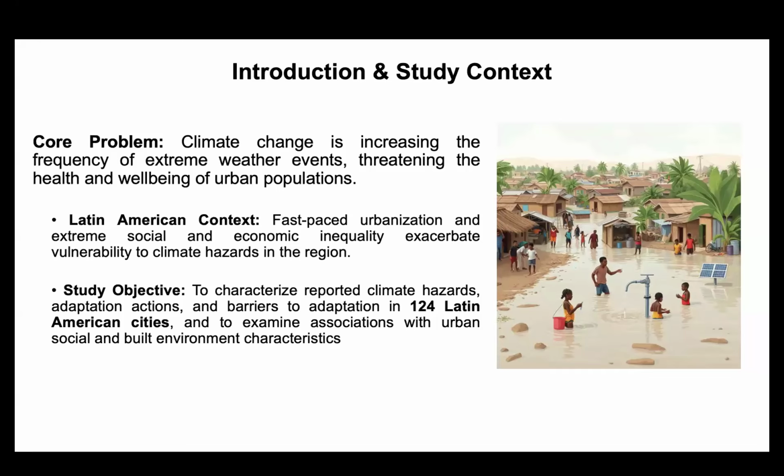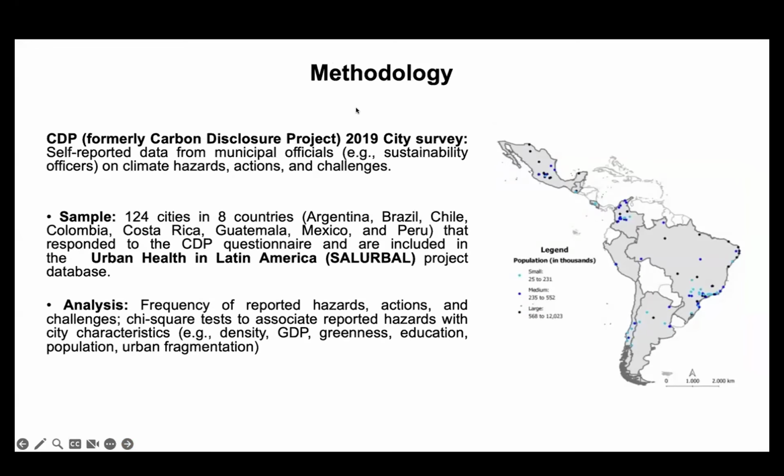So here, our objective was to characterize reported climate hazards, adaptation actions, and these barriers. We looked at 124 Latin American cities, and we looked at the association between the social and the built environment. To do so, we worked with the CDP survey. CDP is the former Carbon Disclosure Project, right? We looked at the 2019 survey. This nonprofit is a global organization that sends a survey to public officers in cities.